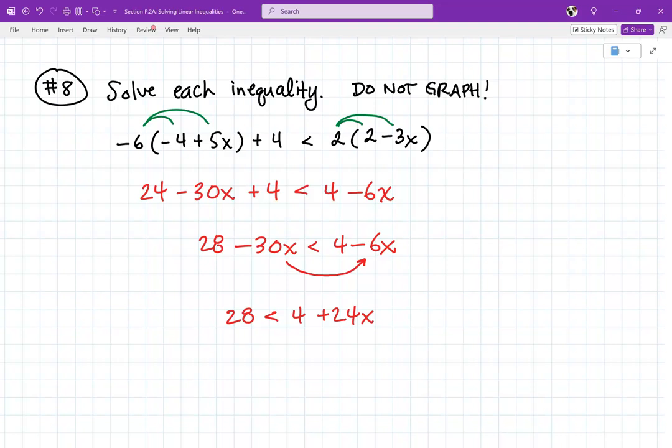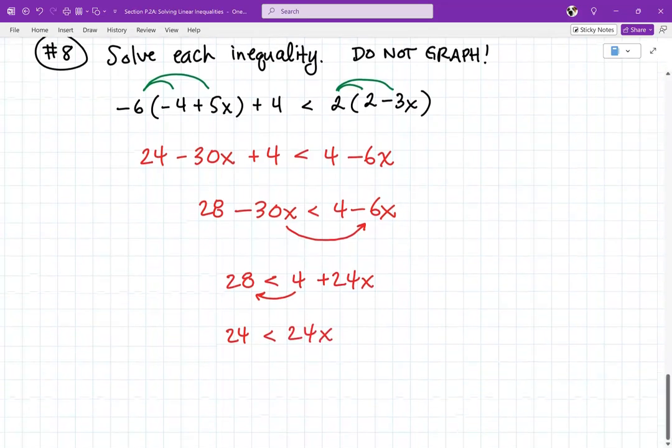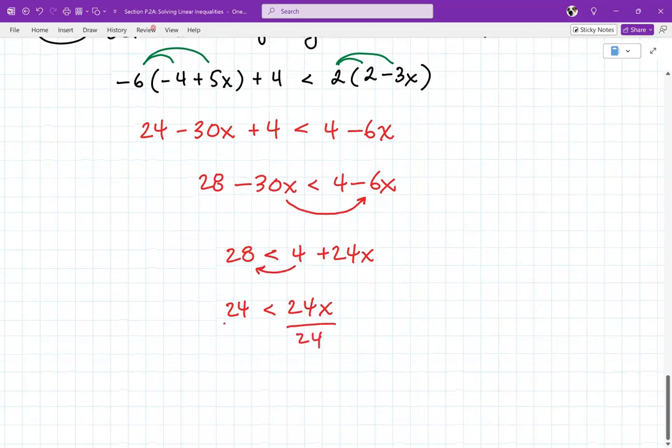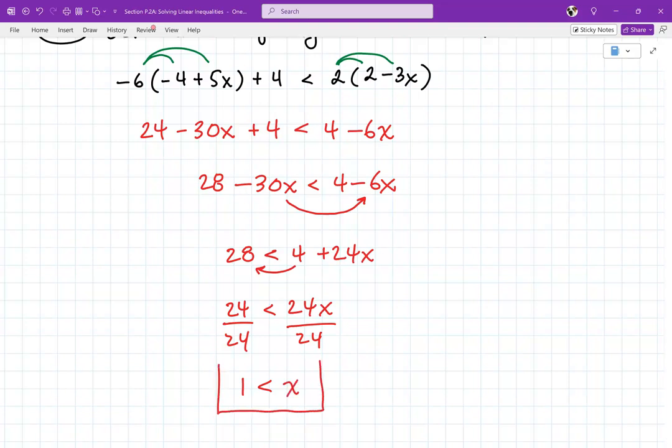Let's move that 4 to the left-hand side. So it's going to become negative. So 28 minus 4, that's 24. Whoops, sorry, less than 24x. And my last step is going to be just to divide. So divide by 24. So 1 is less than x. If I were to graph this, which I'm not, but if I were to graph it, I'd have to go the opposite way that the arrow is pointing because my variable is on the right side of it, not the left side of it. So I would be graphing it to the right, not to the left.